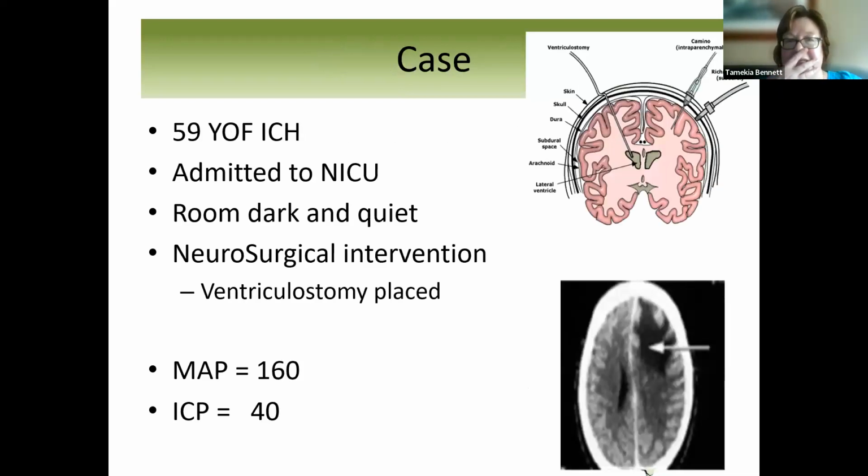So let's look at a case. This is a 59-year-old with an intracranial hemorrhage, came into my neuro ICU. We did everything right. We put in a ventriculostomy. We kept the room dark and quiet, kept the patient relatively calm. And you can see here our MAPs and our ICP pressures. Our ICP pressure is dangerously high. Oops, excuse me.